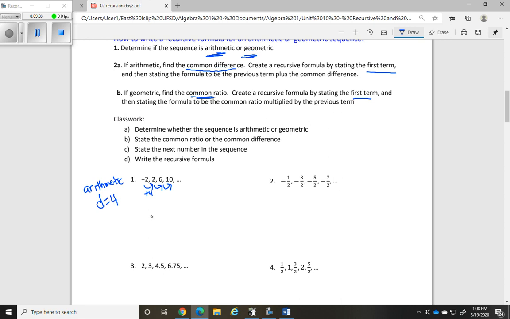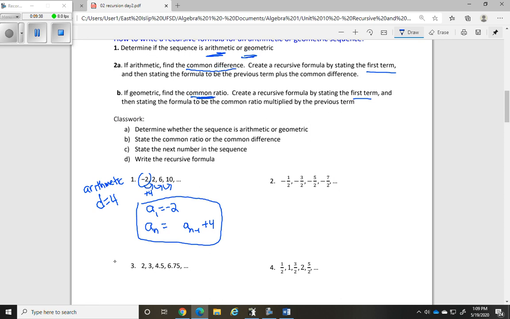To write a recursive formula, you have to first state what the first term is, right? We need a starting point. So I'm going to say that a sub 1 is -2. You always give the first term. And then I want to find a sub n. That a sub n comes from what I know, which must be an a sub n minus 1. What am I doing to that a sub n minus 1? Oh, I'm adding on 4. Done. This is your recursive formula. The 2 parts put together.